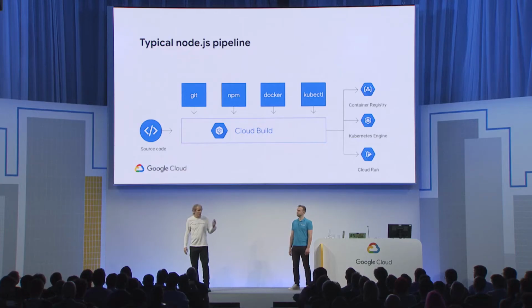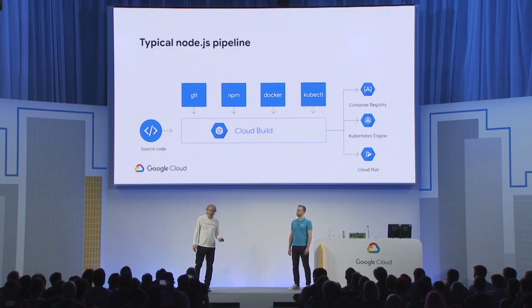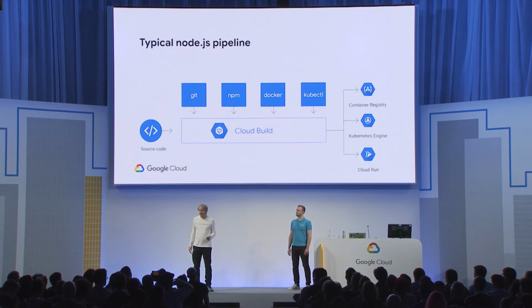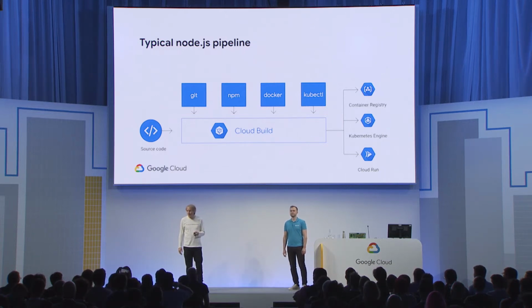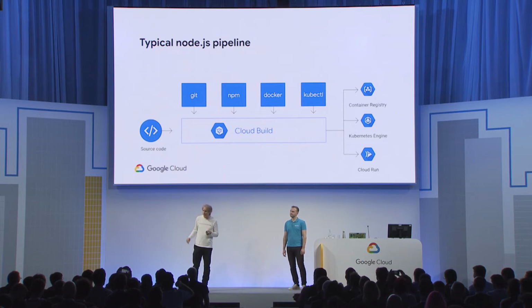Good. Here's an example of a typical Node.js pipeline in which you pull the code through Git, use npm to get the packages you want, use Docker to compile it into a container, and then use kubectl to deploy it to your cluster. Right? And if you're pulling your packages live at runtime with the, quote, latest version, you're asking for really interesting things to happen in production.